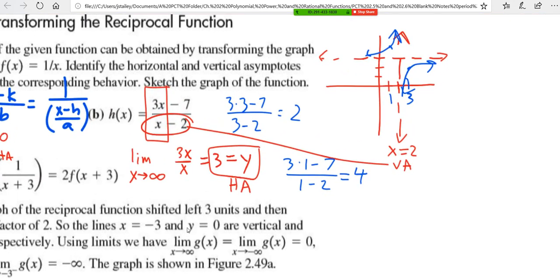Okay, so we ended on this example. One of the things that they said in this particular example was that you needed to be able to find the transformation. And yes, I can look at that denominator and say it's been moved to the right 2 units. And we found the horizontal asymptote, so we know that it's been moved up 3 units. But what about the stretches and the shrinks?